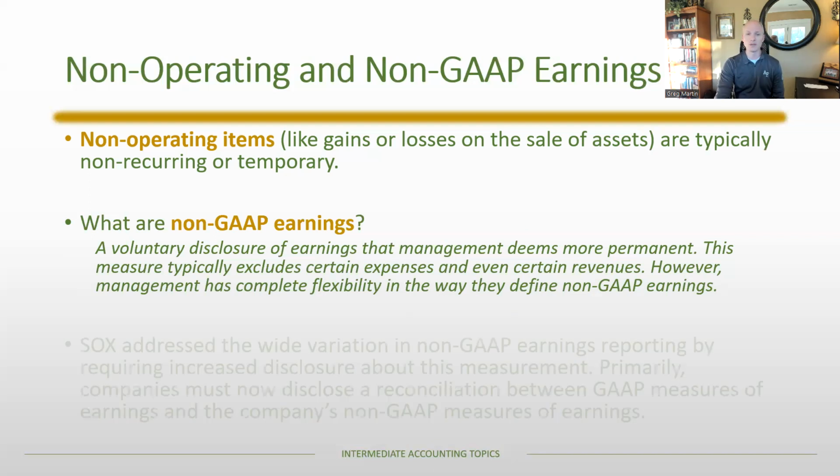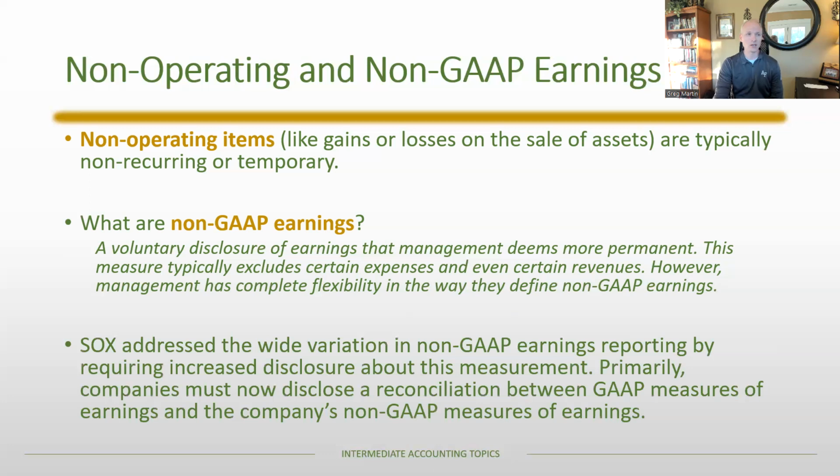Now, I will say that Sarbanes-Oxley did address this issue of having wide variation in non-GAAP earnings. They now require a disclosure that reconciles non-GAAP earnings and GAAP measures of earnings. So if a company chooses to report non-GAAP earnings, they have to reconcile it to GAAP earnings and basically say, this is exactly how we got from point A to point B, which hopefully provides better information to financial statement users.